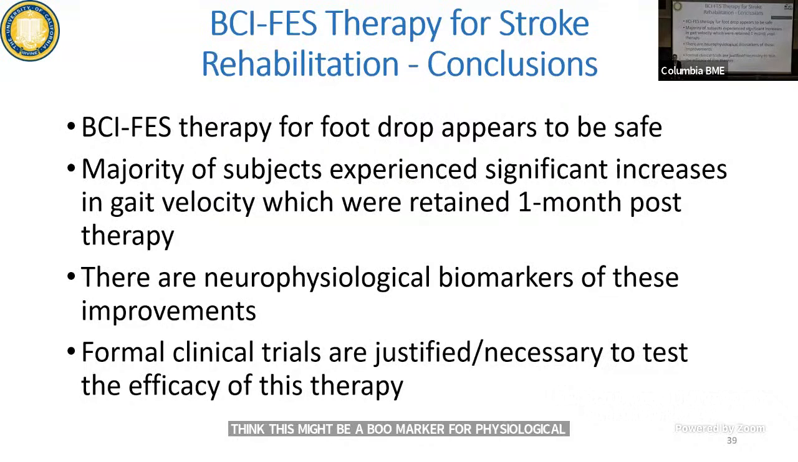And so, in conclusion, this therapy appears to be safe. The majority of subjects experience a significant increase in gait velocity. There are neurophysiological biomarkers of improvement, and formal clinical trials are justified and necessary.